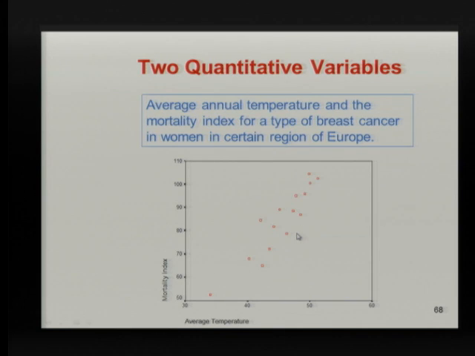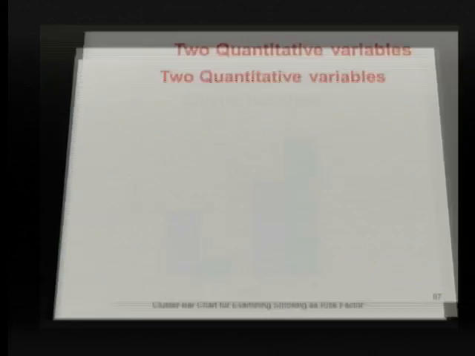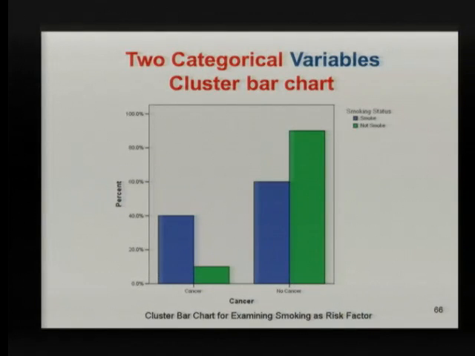And that's a very useful chart, right? To understand the correlation between two quantitative variables. You see a pretty clear trend here. When average temperature gets higher, the mortality index gets higher. So it's a really nice chart for understanding the correlation. Either one of these examples. This is for two quantitative variables, and this is for two qualitative variables. They were all really good for understanding the correlation.